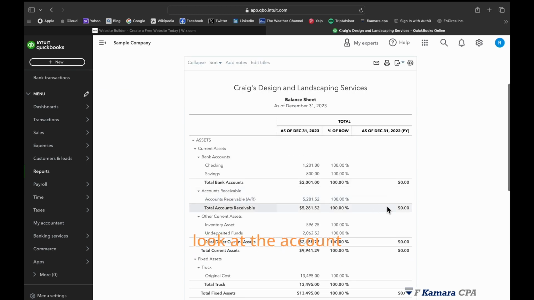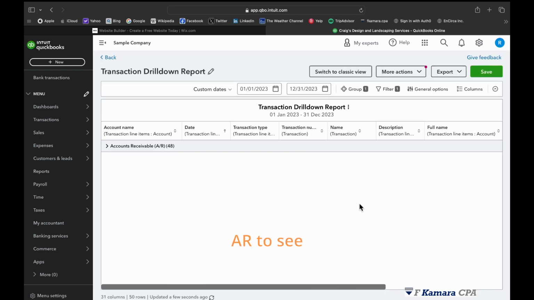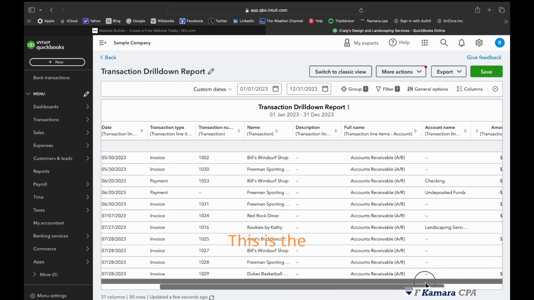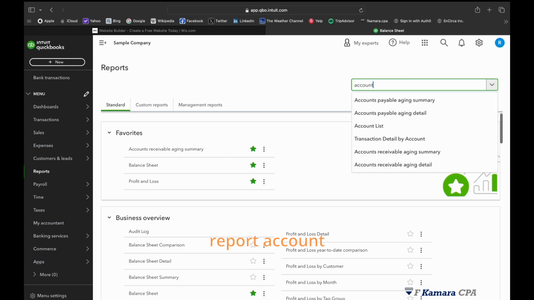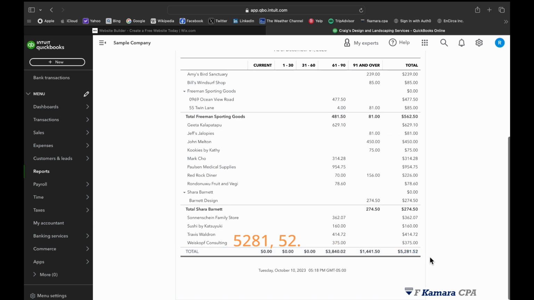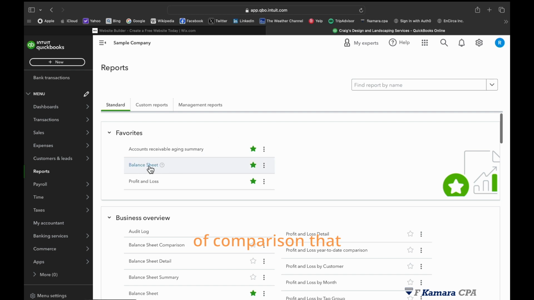Then we can also look at the account receivable, the AR, to see if this ties back to the subledger. Or we can drill down into the AR to see the detail. You can see the breakdown of the account receivable. This is the transaction report. If we go back, you can also compare this to the AR aging or the AR aging detail. Let's say that we currently have 5281. If we go to report, account receivable aging summary, this year, you see 528152. So yeah, the number ties. This is the kind of comparison that we need to do.